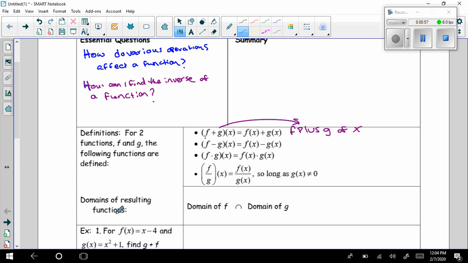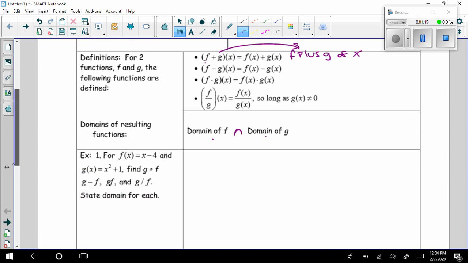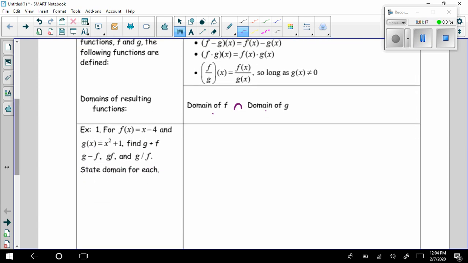The domains of your resulting functions are always the domain of f and the domain of g put together. So you have to make sure that you consider them individually and then where that overlap is going to be in those domains. All right, so let's look at this.